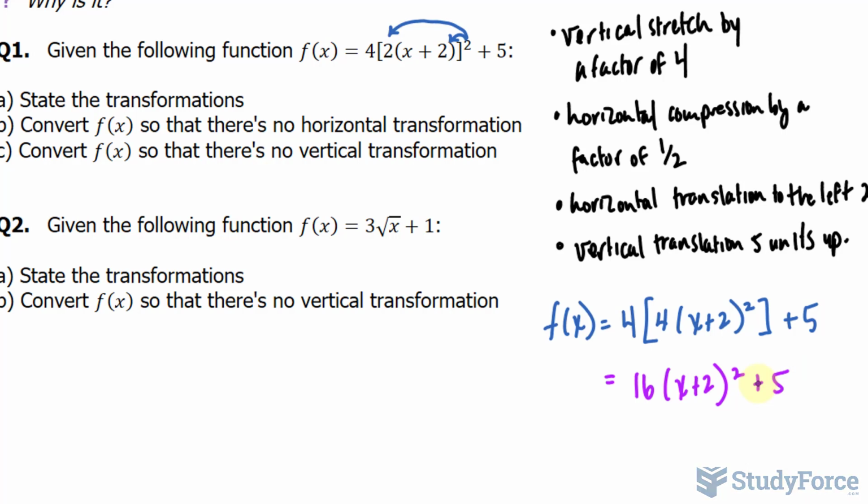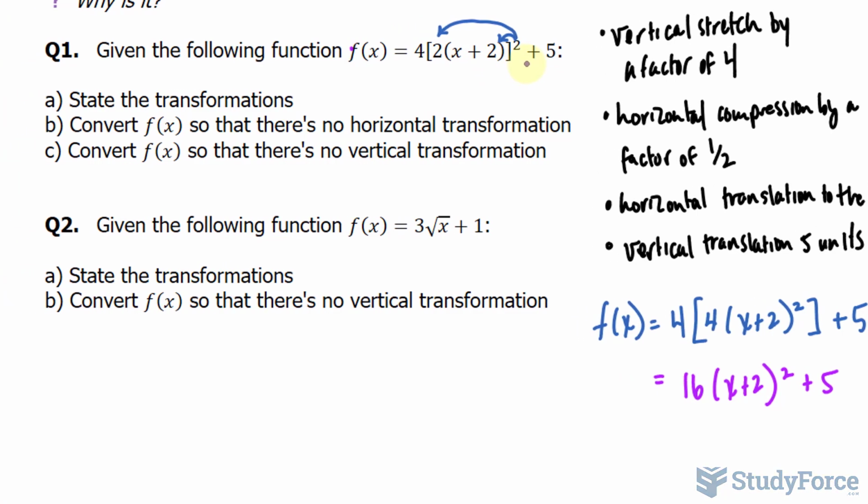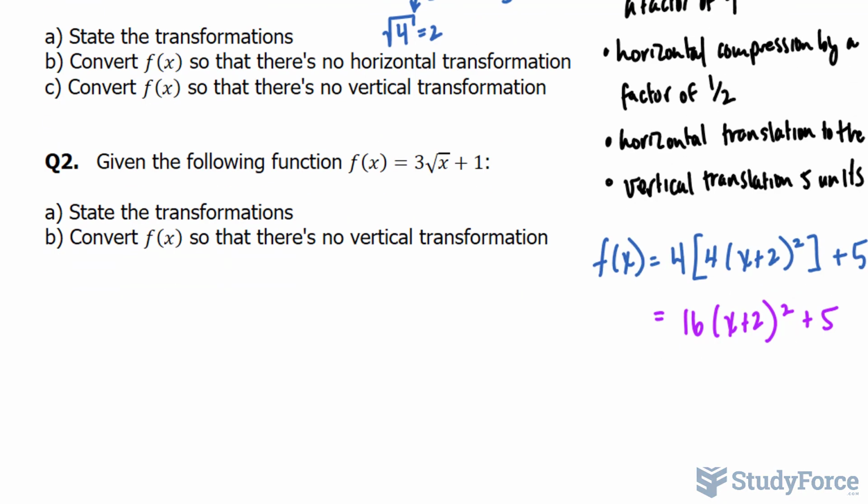As you can see, the function in purple is different looking than what we have here, but is mathematically the same, and they would look the same if you were to graph them. In question C, convert f of x so that there's no vertical transformation. This one's a little more tricky, and the reason why is because you need to know your algebra. What they want us to do is make this 4 into a 1 without compromising the shape of the graph. The way we can do that, since we want to place it within these brackets that are being raised to the power of 2, is I can square root 4, and that makes 2. And then I can inject this 2 into the brackets of our function.